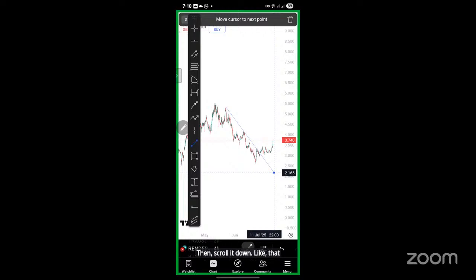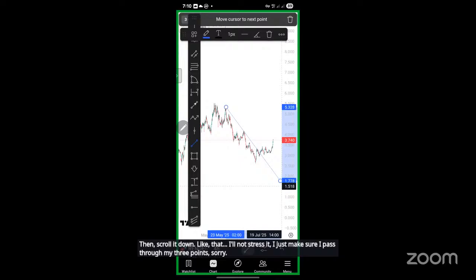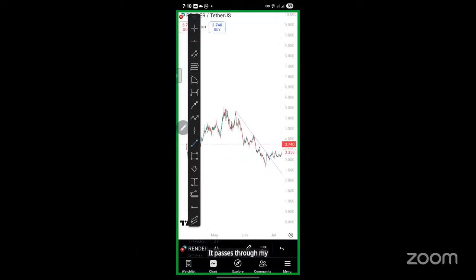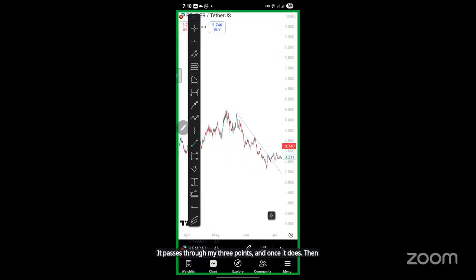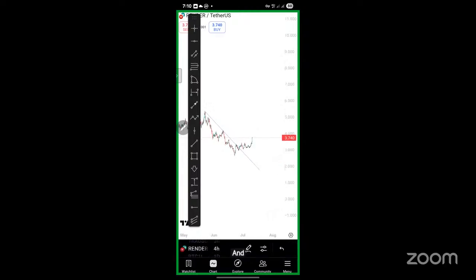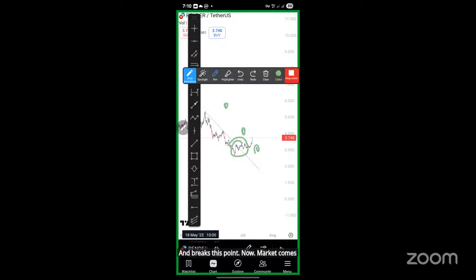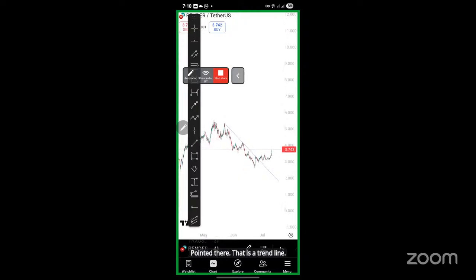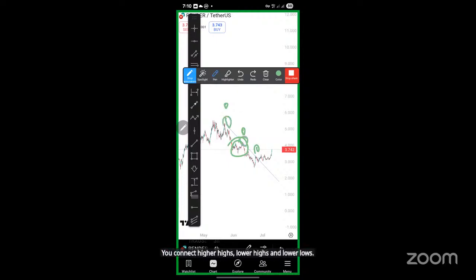I will not stress it. I just make sure it passes through my 3 points. Once it does, the market most of the time comes and breaks this point. That is a trend line. Market is moving on the downward trend. You connect the lower highs and lower lows, and you draw a trend line like this.